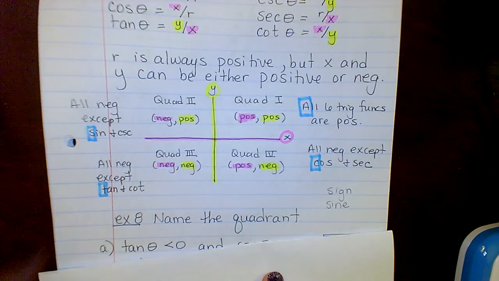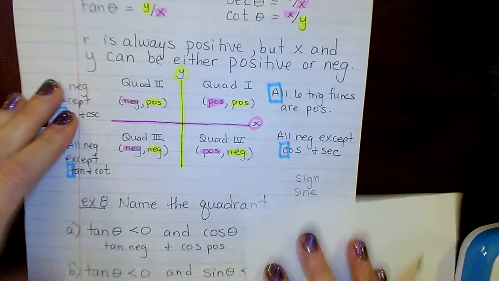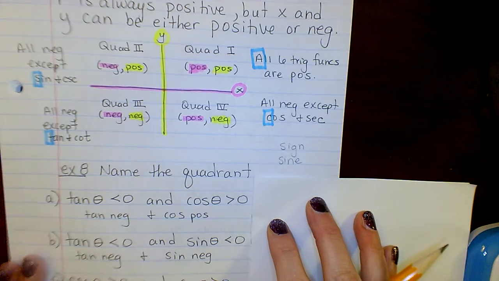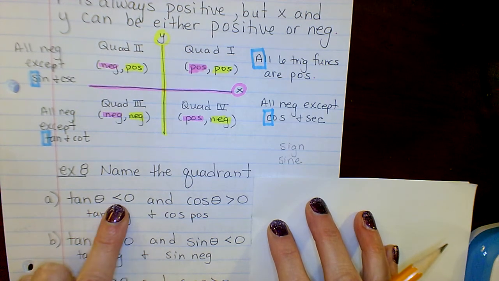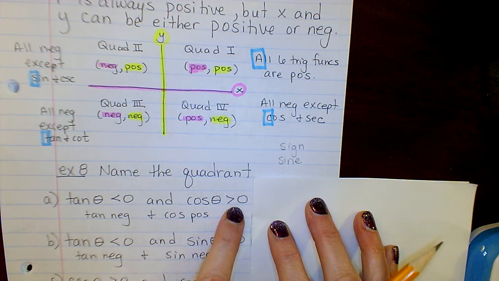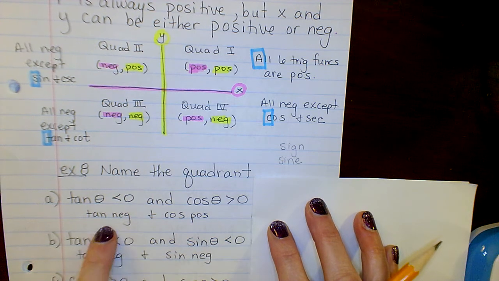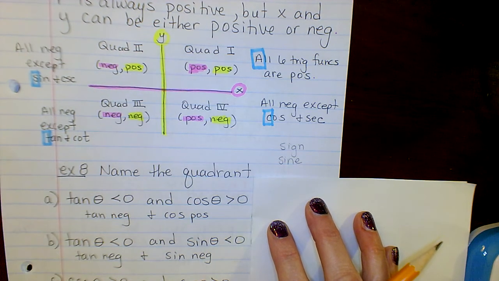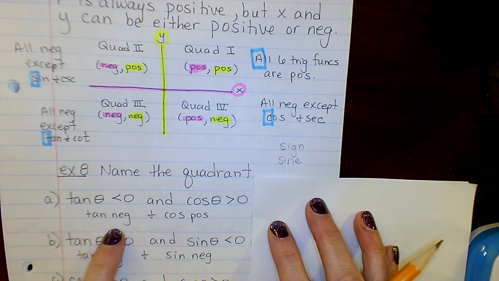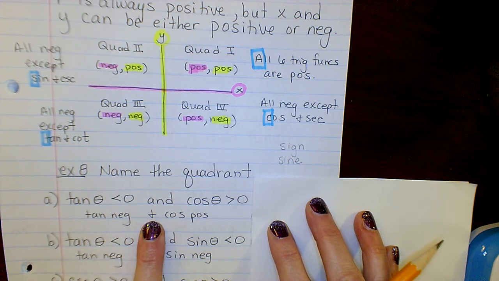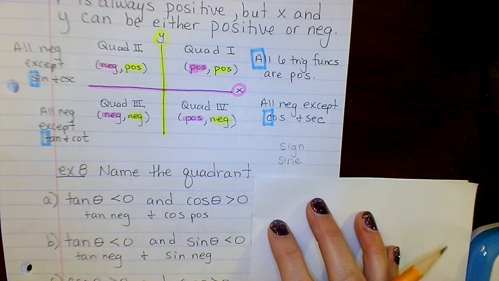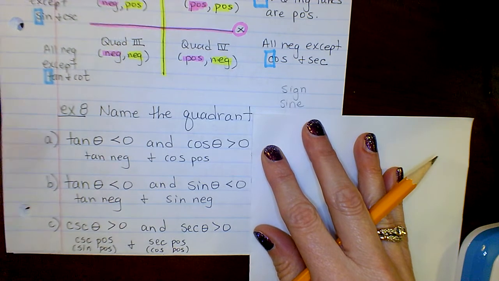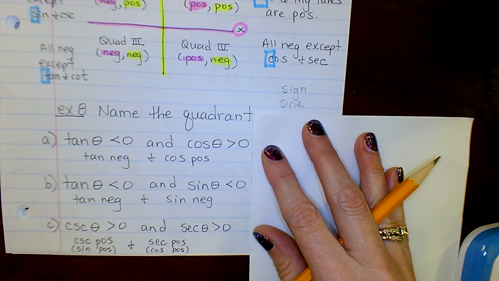All right, let's play a fun game called Name That Quadrant. Okay, so we've got the tangent is less than 0 and cosine's greater than 0. That's another way of saying tangent's negative, cosine's positive. So in which one of the 4 quadrants is the tangent negative and simultaneously the cosine positive? Now if you want, you can pause the video and see if you can do all 3 of these before I reveal the answers.